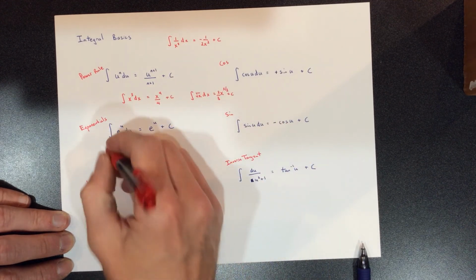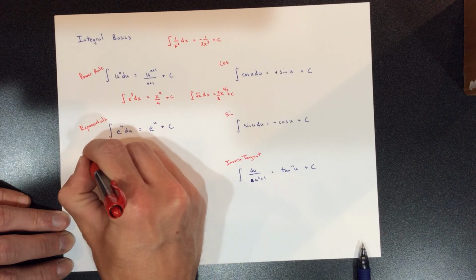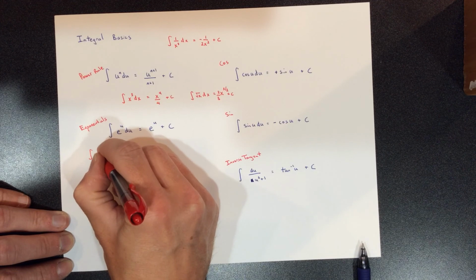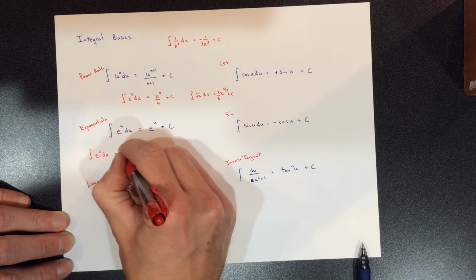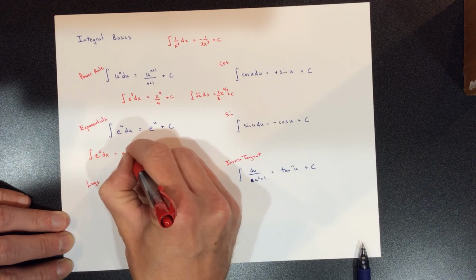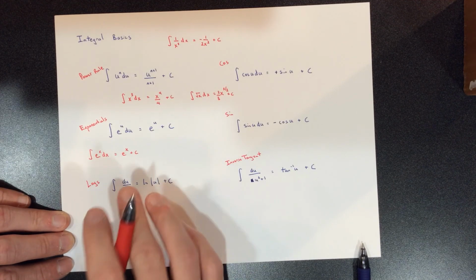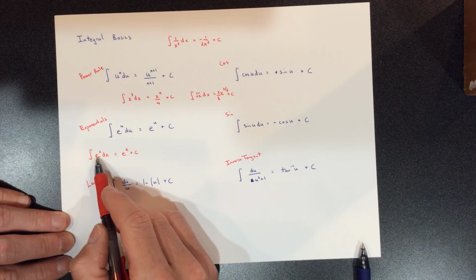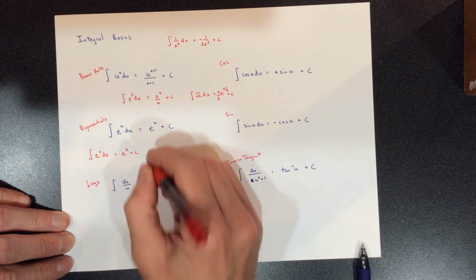Okay, exponentials. We can integrate e to the x. And it's kind of silly, but the integral of e to the x is e to the x, just like the derivative was. And here's what I meant by we don't get the basics very often. How many times is it just e to the x? It's going to be like e to the 2x.